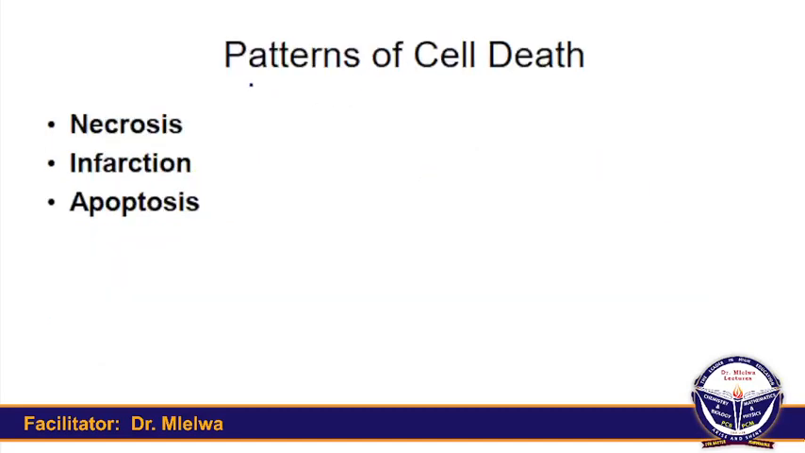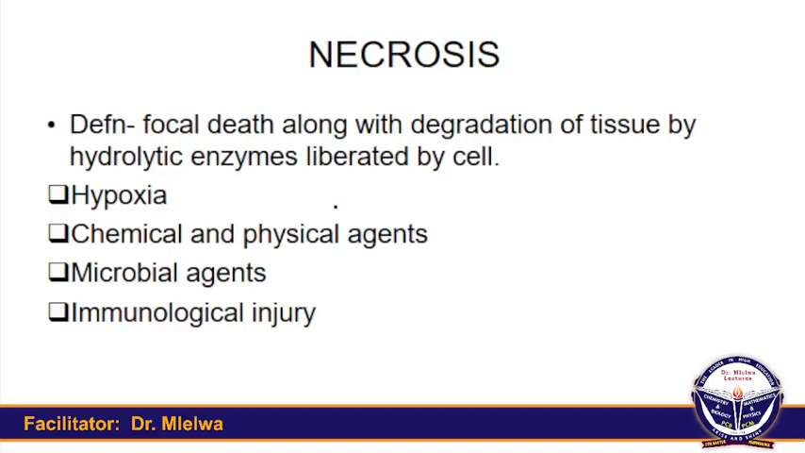So now let's see the patterns of cell death. How can cell death occur? Different ways by which cell death can occur. Cell death can occur by necrosis, by infarction, or by apoptosis. What are the causes of cell death in these patterns?